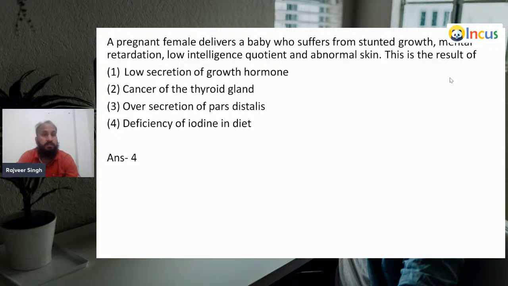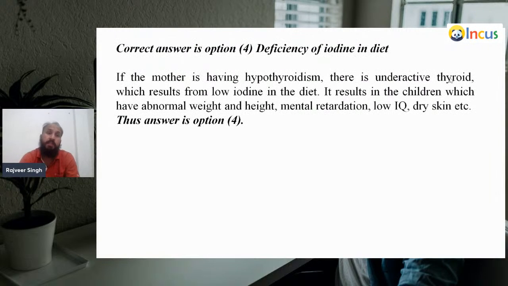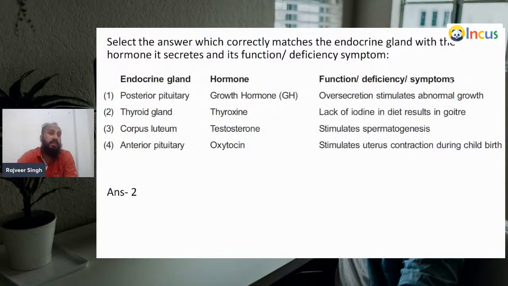We know because these symptoms are showing goiter disease, right? Goiter disease is caused by deficiency of iodine. If the mother is having hypothyroidism, an underactive thyroid which results from lack of iodine in the diet, it results in children with abnormal weight and height, mental retardation, low IQ, and dry skin. Answer will be fourth.